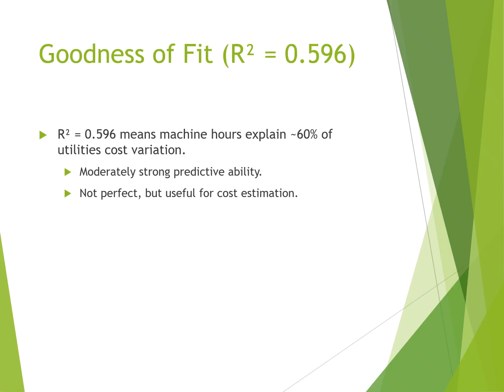Now let's look at R squared. Here R squared is 0.596, meaning almost 60% of variation in utilities cost is explained by machine hours. That is a moderately strong relationship. This is not perfect, but it's good enough to use for decision making and forecasting.